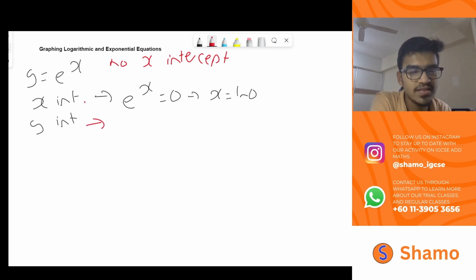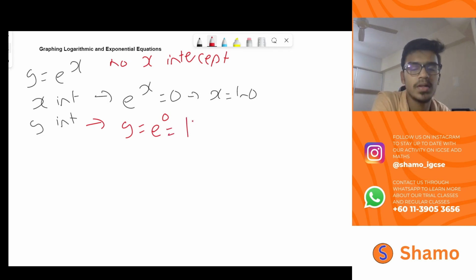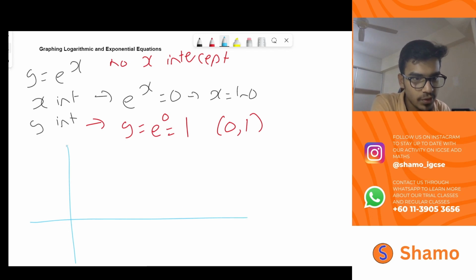Now let's look at the y-intercept. Y-intercept is when what is equal to 0? X equal to 0. So y is equal to e to the power 0. We should know that anything to the power 0 is equal to 1. So we have a y-intercept actually, which is (0, 1). Okay, not bad. So cool, I can draw a graph. I drew decent lines.